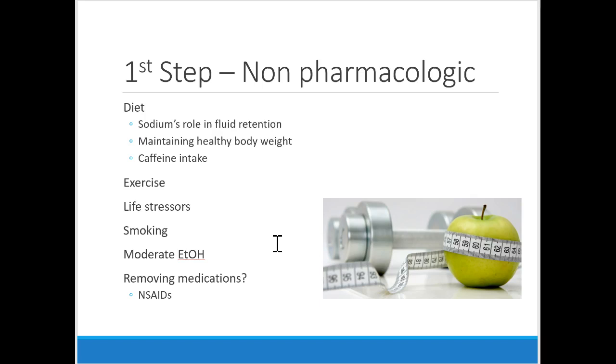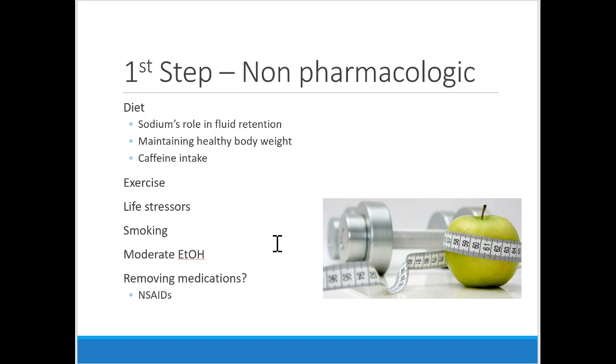Dietitians can help with stuff like that too, so I highly recommend taking advantage of that if you think that's something that would help the patient. Maintaining healthy body weight can be positive for lowering blood pressure. Having a talk about caffeine intake. Caffeine, especially if they drink it every day and drink large amounts, can definitely increase blood pressure. Exercising can lower blood pressure.